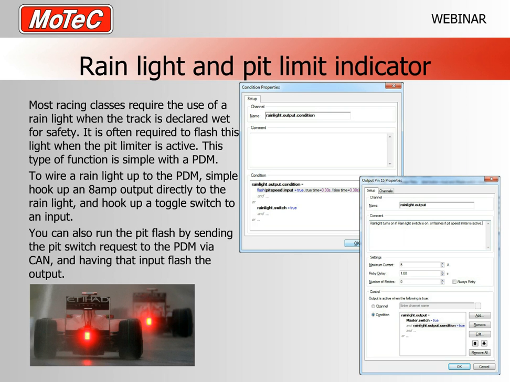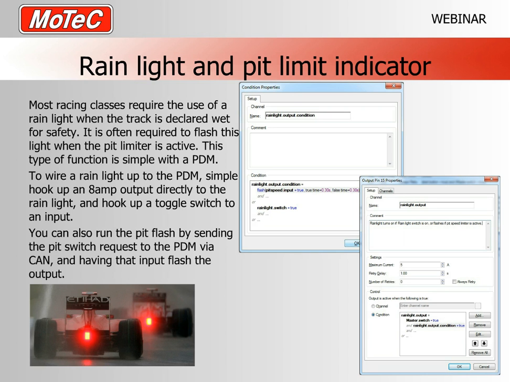Okay, so the other thing we often need to do is have a rain light. This is obligatory in many racing classes, and if they declare a wet track, you need to flash this light whenever your pit lane speed limiter is active. This is quite a simple thing to achieve with a PDM. You just use an output to the rain light. You have a toggle switch which the driver can operate, and then whenever the pit request is being used, i.e. the pit lane speed limiter, you can receive that message into the PDM as a CAN message, and that will then enable the flashing of the output.